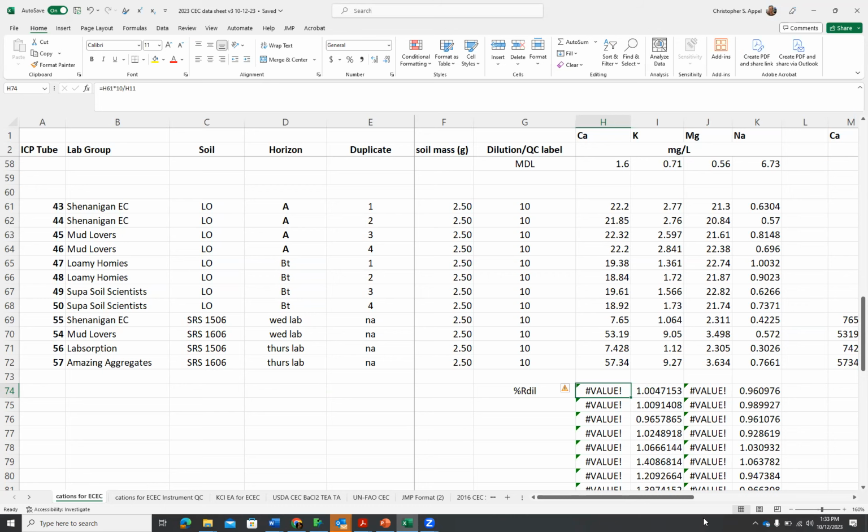So which soil should we be doing it on? The soils that you're going to do these on are the Los Osos A and BTs and the SRSs. So in total, you'll have 12 ones that we're going to do this calculation on.